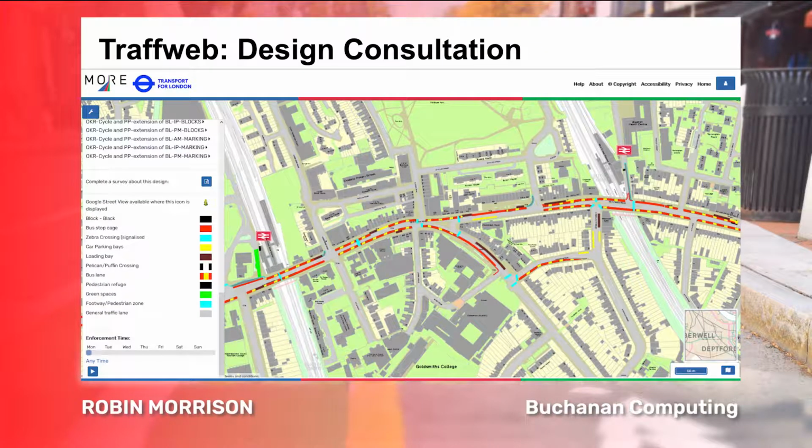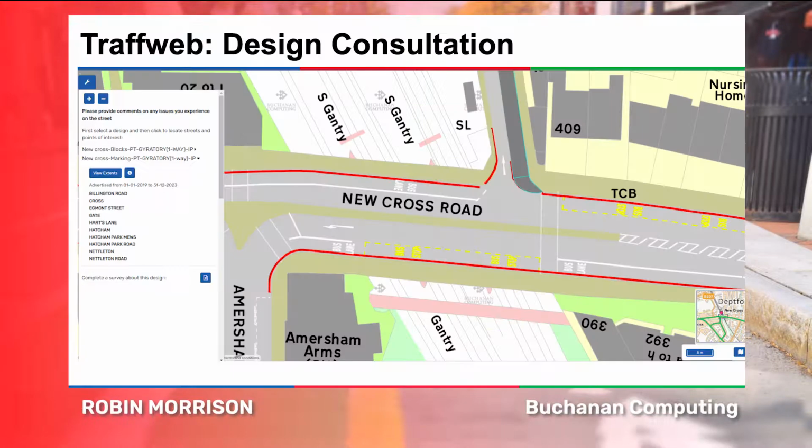So this is a view of the blocks in the traffweb application. We have a legend down one side, and this produces a good high-level view of the design. Otherwise, looking at road markings at this scale, you wouldn't really be able to work out what was going on. And then if you zoom in, you can switch to the road markings design to get an idea of the detail on street.